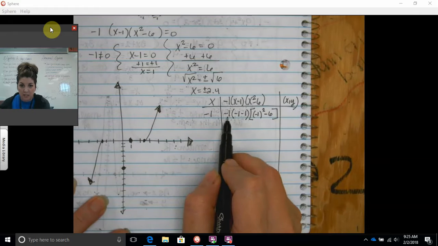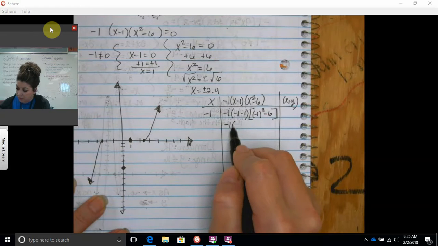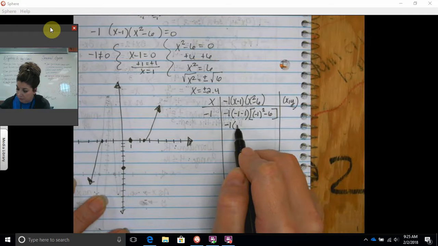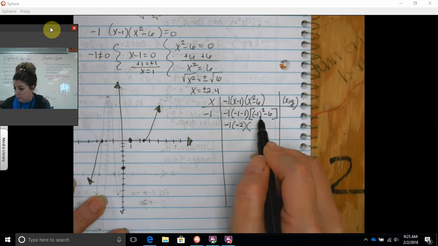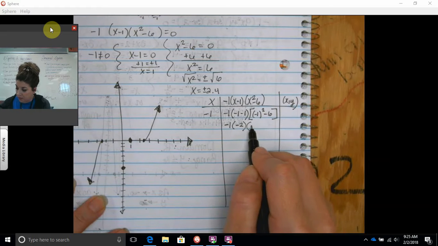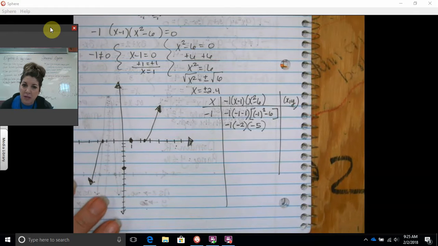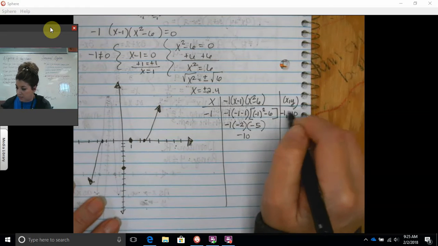And this negative 1 is important because I'm multiplying it by these parentheses. So not yet, though. I need to simplify inside the parentheses. I have negative 1 times, what's negative 1 minus 1? Negative 2. Over here, what is negative 1 quantity squared? Positive 1, because it means negative 1 times negative 1, right? So what's positive 1 minus 6? Negative 5. Now I can just multiply them all together. What's negative 1 times negative 2 times negative 5? Negative 10. When x is negative 1, y is negative 10.